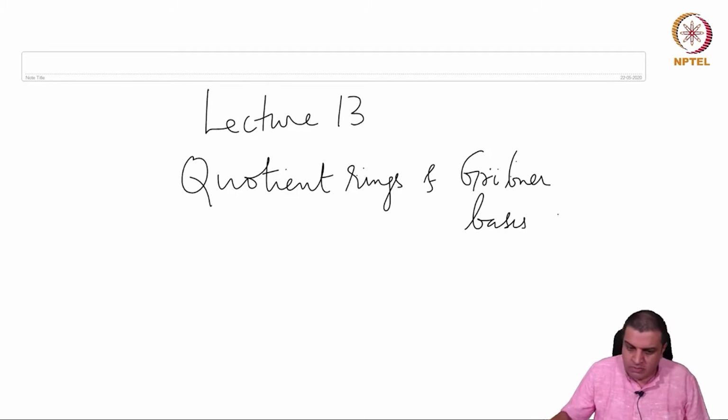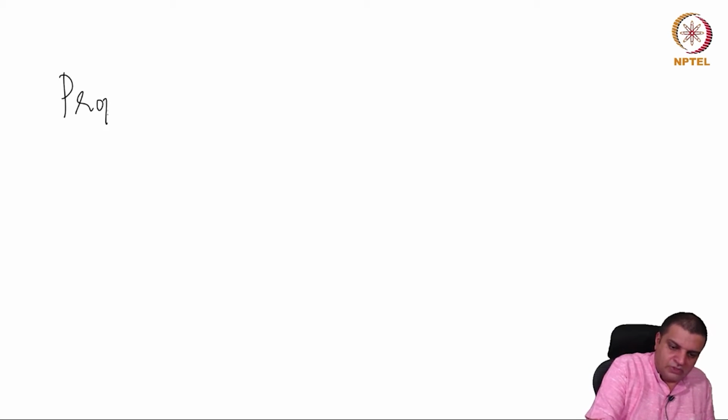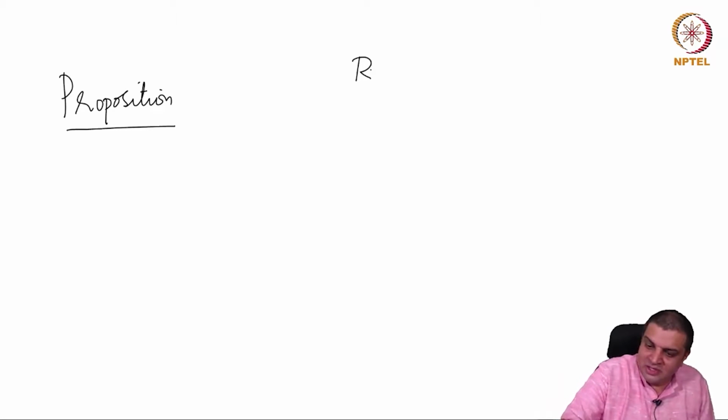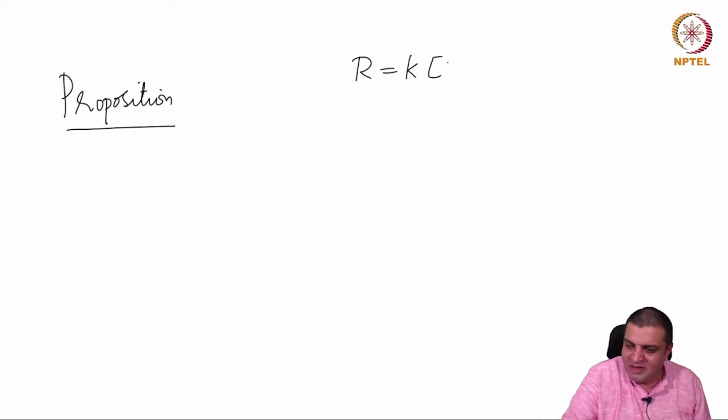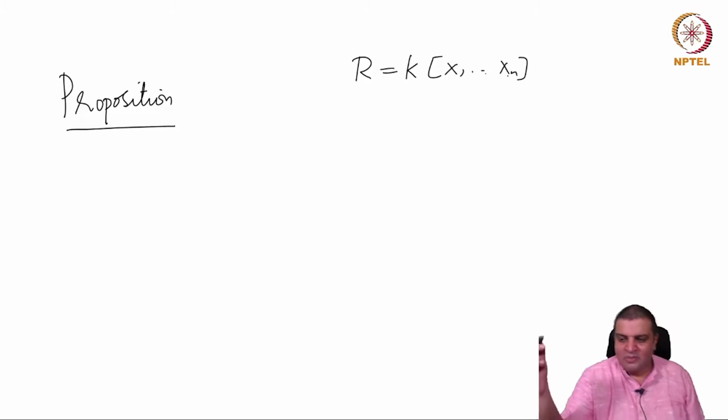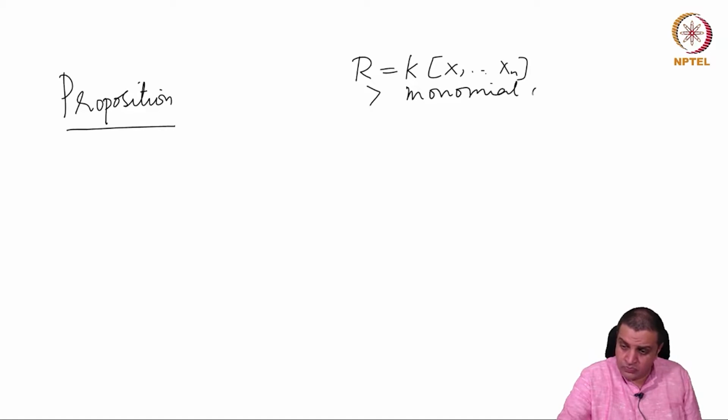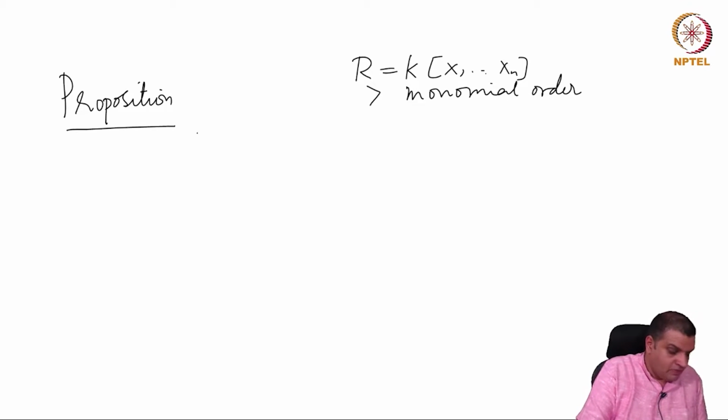So here is a proposition, which is one of the important, original motivations for studying this. Again, sorry, we are continuing with the same discussion. Throughout, R is a polynomial ring in n variables, and this is a monomial order, and I is an ideal. So let I be an ideal.